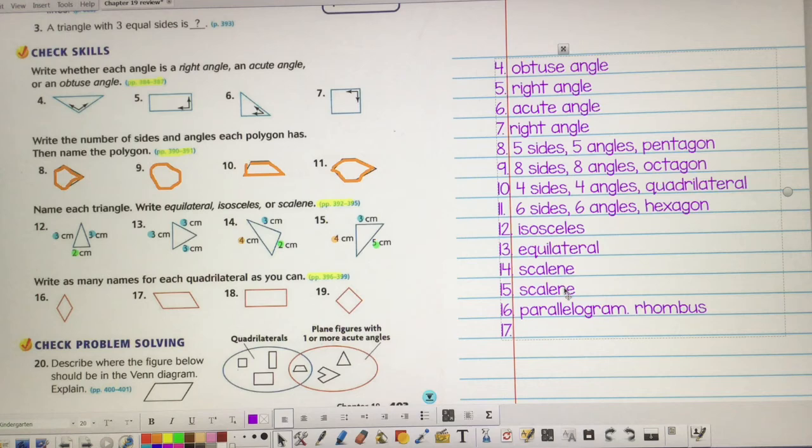Is it a trapezoid with one pair of parallel sides? I don't think so. So is it a parallelogram? Does it have two pairs of parallel sides? I think so. But is it a rhombus, just like number 16 with all equal sides? No. So number 17 is just a parallelogram.